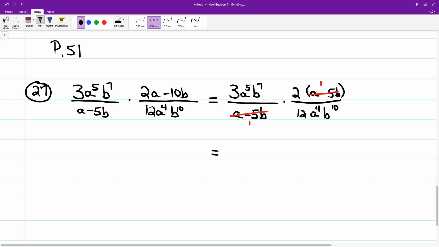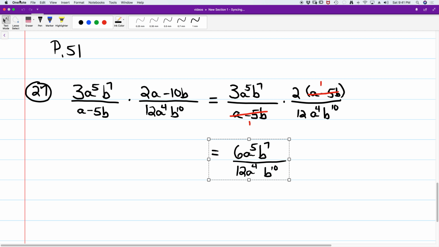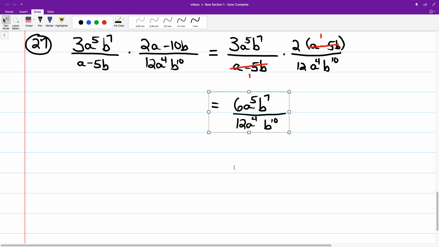So we have 3a to the 5th, b to the 7th times 2. So we're going to have 6a to the 5th, b to the 7th, and we have all over 12a to the 4th, b to the 10th. All right, so for this particular ratio, we have a higher degree in a in the numerator, and we have a higher degree in b in the denominator. And so just looking at what we have in the reduction.